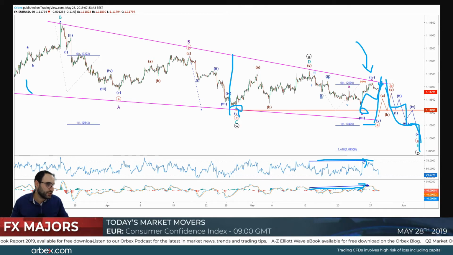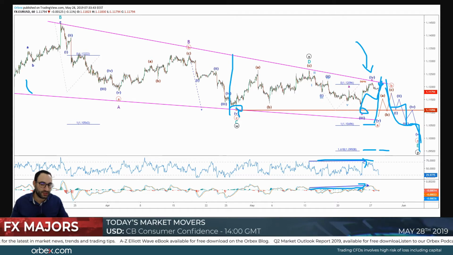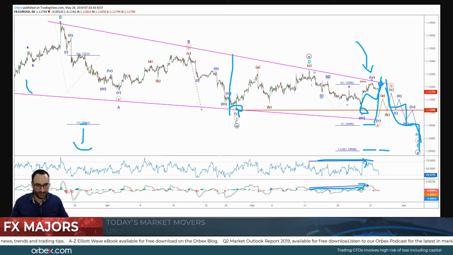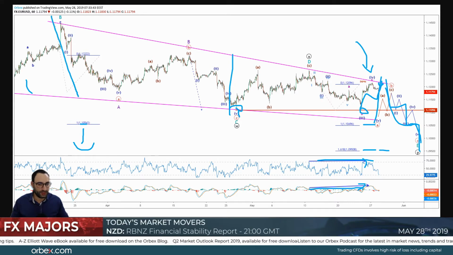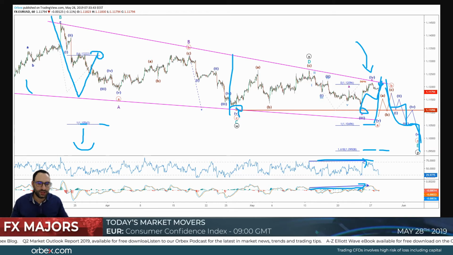This impulse could take prices to 1010, first target, 1095, second target, and third target will be the 161 extension of this, which, if I'm not mistaken, is around 108.